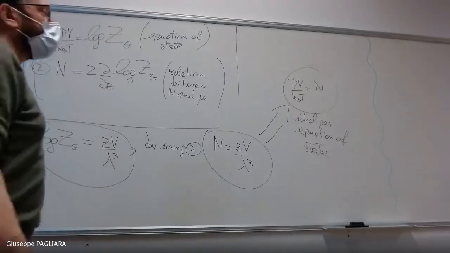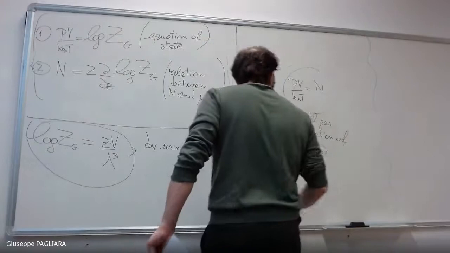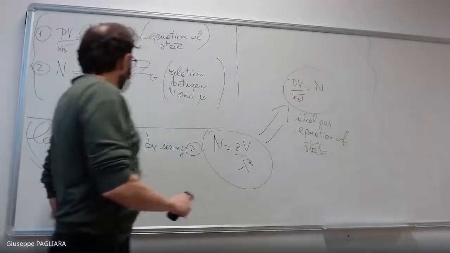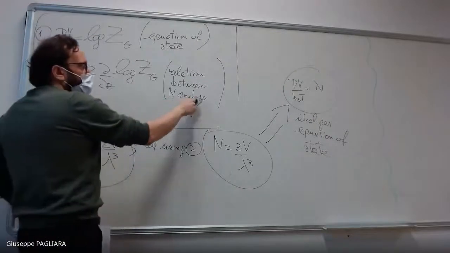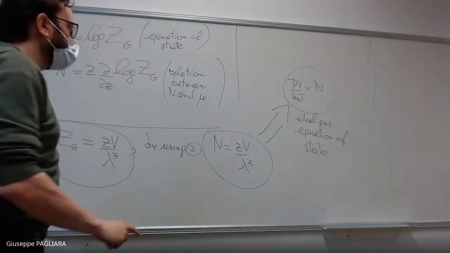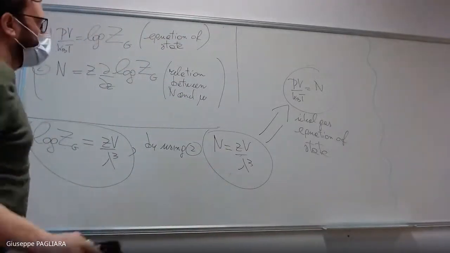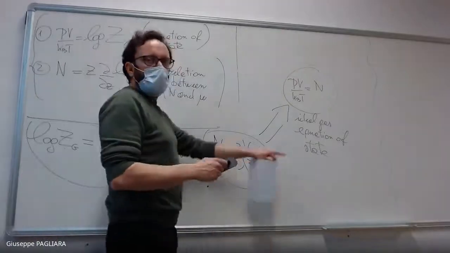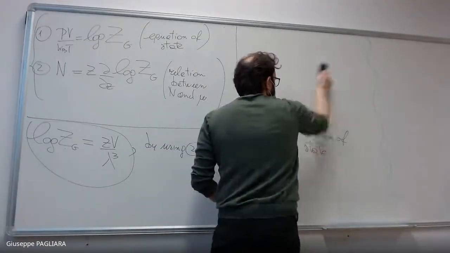Maybe we can do another check, because as I said before, this relation here is the link between N and mu. And indeed, it works in the following way. Let me take this equation here. Maybe I remove this, this was just a check. Let's do another check.